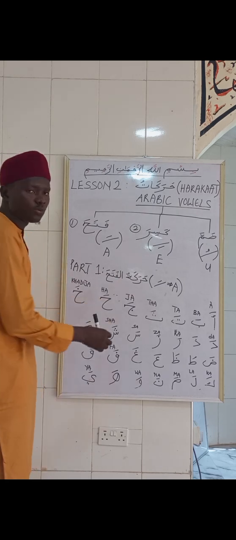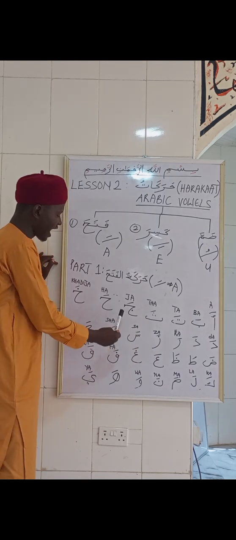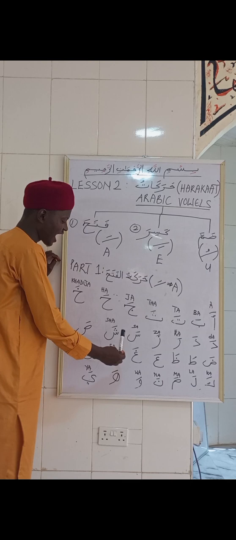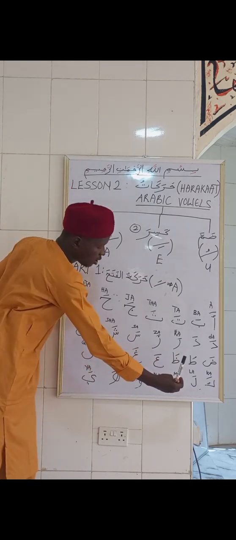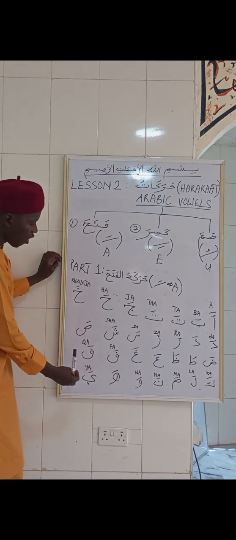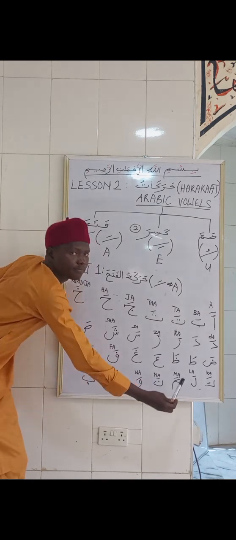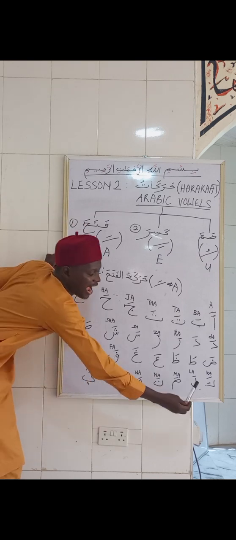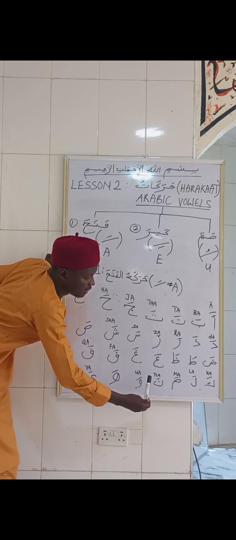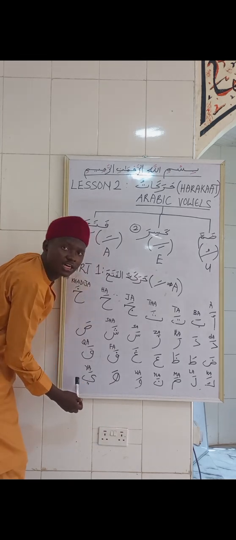I'm going to read it without spelling it. A, ba, ta, tha, ja, ha, kha, da, dha, ra, za, sa, sha, sa, da, ta, za, a, gha, fa, qa, ka, la, ma, na, wa, ha, ya.